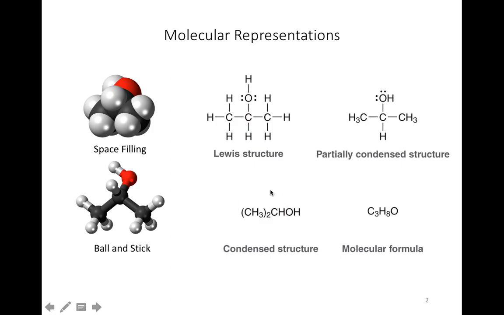And if you want help or practice with these condensed structures, I do have another video where we look at specifically drawing and interpreting condensed structures. The molecular formula has the least amount of information about all of these different ways of representing these compounds, but of course it's also the easiest to use.